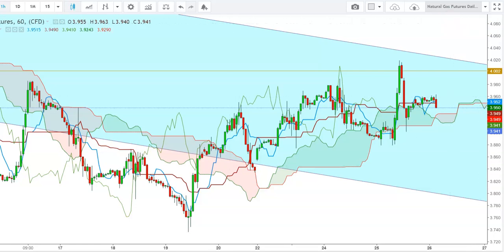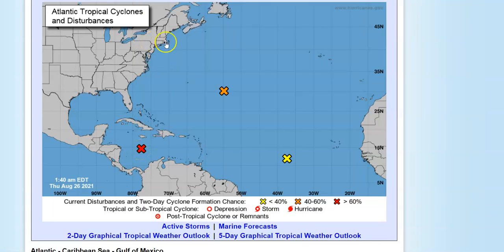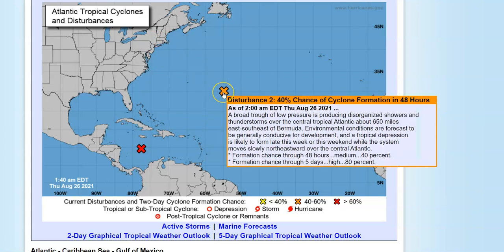Before this I will have to tell you one more thing. Here you can see that currently there is no major tropical cyclone and disturbance in the Atlantic seas. Here is some low pressure area in the Atlantic Sea which could turn into a cyclone formation in the next 48 hours.